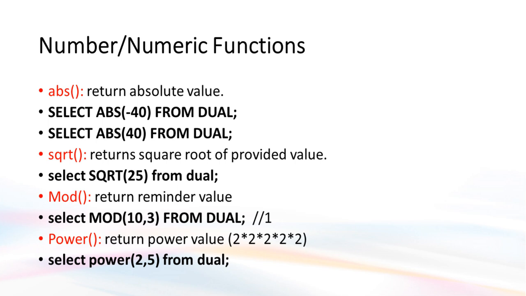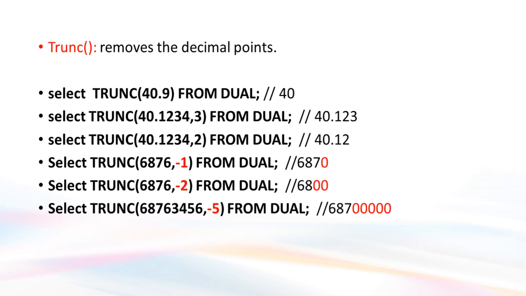Okay. Now the truncate function. The trunc function basically removes the decimal points. For example, here I have 40.9. After the decimal there is a value 9, so that will be removed, and it is written as 40. Now trunc of 40.1234 comma 3. The trunc method can take one parameter or two parameters. If I provide only one parameter, by default whatever values we have after the decimal will all be removed.